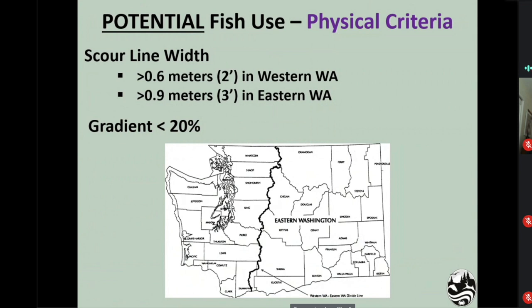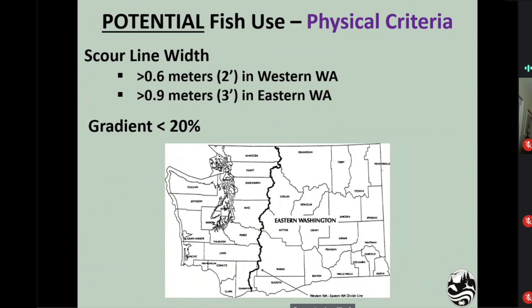Scour line width should not be confused with bankfull width. Generally speaking, scour line width will be a little bit narrower and down in the stream bed, where a bankfull width is the width of the stream right before it would jump its banks and come over the banks, connecting to the floodplain, if you will. And we're going to talk about these in the field tomorrow. So that's one. In Western Washington, as you can see, it's 0.6 meters minimum scour line width. And on the east side, it's a little bit bigger.